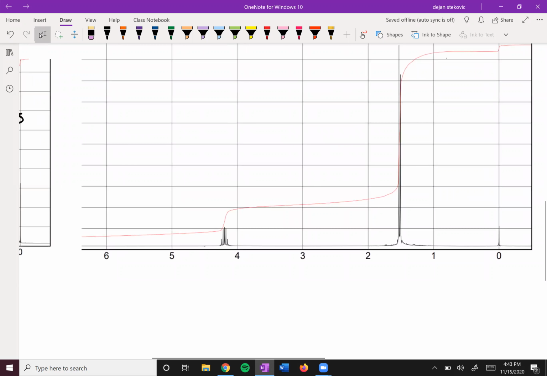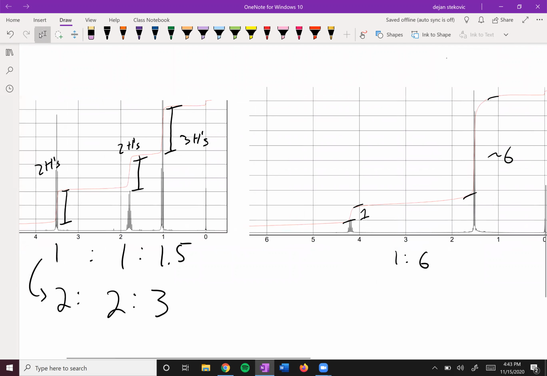And again, same thing, you want to measure from the bottom of the peak. This is approximately like 1 square. This one over here is approximately 6. So that's a 1 to 6 ratio, right? So that could correspond to 1 hydrogen and 6 hydrogens, or 2 and 12, or 3 and 18, that kind of thing. So that's one way you might see it done.